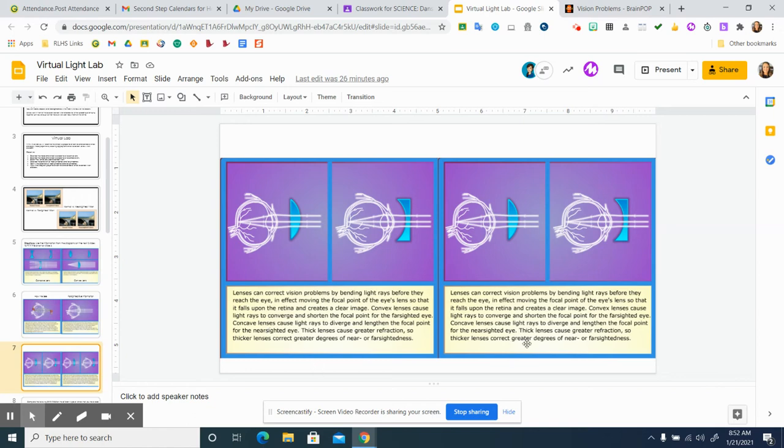Lenses can correct vision problems by bending light rays before they reach the eye, in effect moving the focal point of the eye's lens so that it falls upon the retina and creates a clear image. Convex lenses cause light rays to converge and shorten the focal point for the farsighted eye. Concave lenses cause light rays to diverge and lengthen the focal point for the nearsighted eye. Thick lenses cause greater refraction, so thicker lenses correct greater degrees of near or farsightedness.